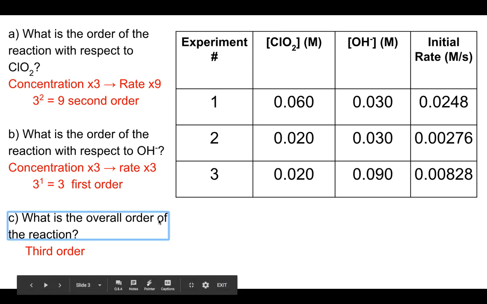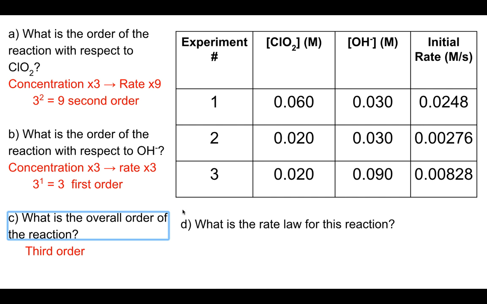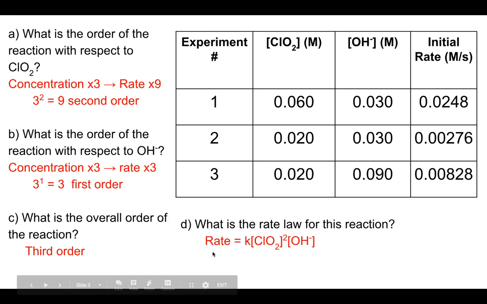So let's put it all together then. Our last idea there, what is the rate law for this reaction? So rate is equal to the rate constant, that's our lowercase k, times the concentration of ClO2 squared, because it's second order, and then times the concentration of OH to the 1, which we don't write because it's first order. So now we're going to use this rate law to answer the next questions.